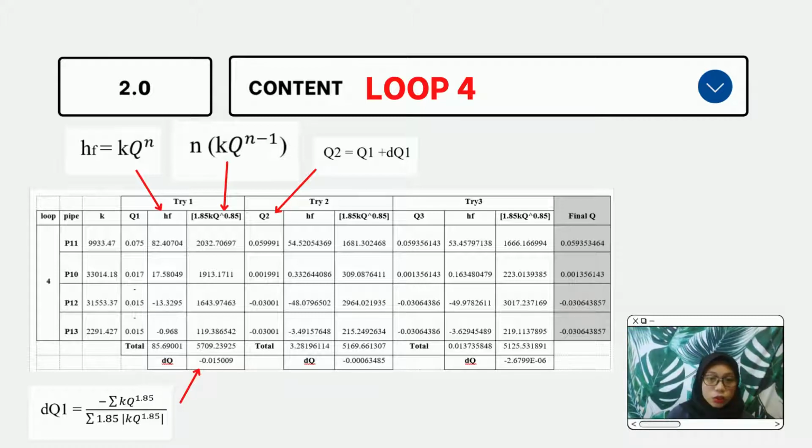For try 2, Q2 is the sum of Q1 and DQ. It keeps repeating until the correction DQ is 0.000xx, and we get the last try for DQ as negative 2.6x times 10 to the power of negative c. So the final discharge Q at pipe 11 is 0.0594, pipe 10 is 0.00136, pipe 12 is negative 0.0306, and pipe 13 is 0.0306.